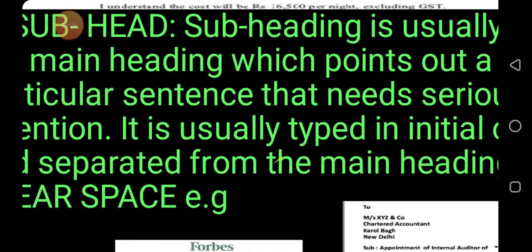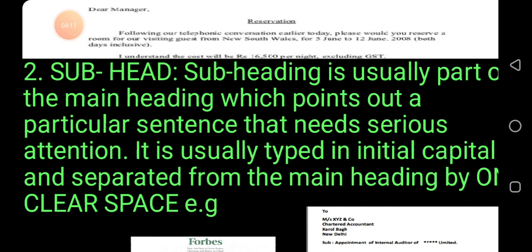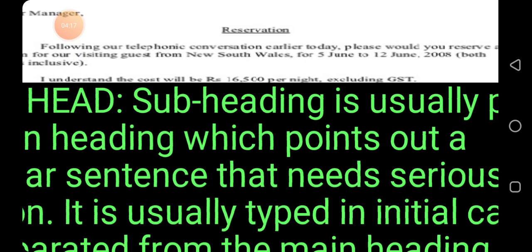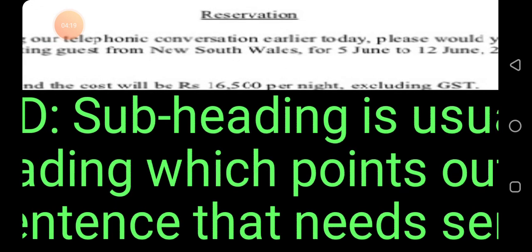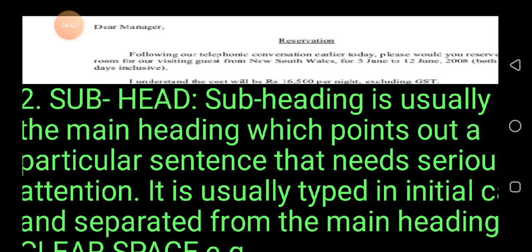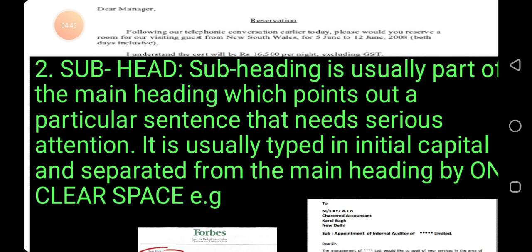If you look here very well, you will see "Reservation." You can see that it is at the center of the page and it is underlined. You can use capital letters all through, or at least the first letter should be capitalized. And if you look, it is just below "Dear Manager," just below the salutation. So this is what we call the main heading.